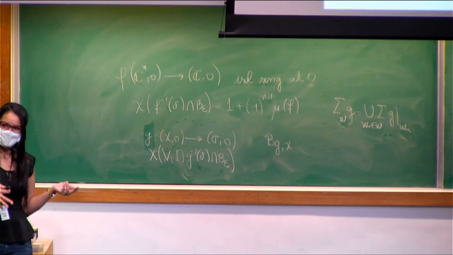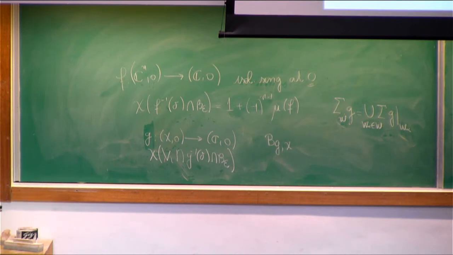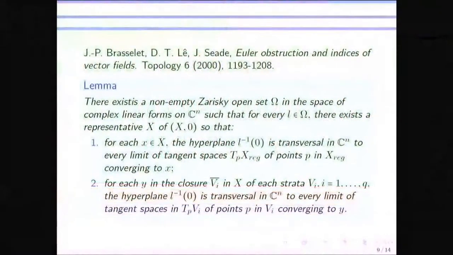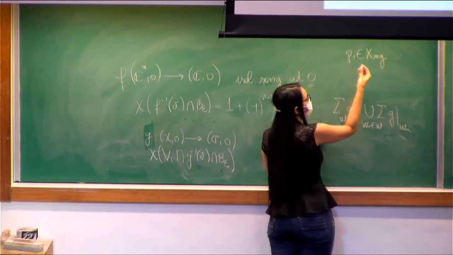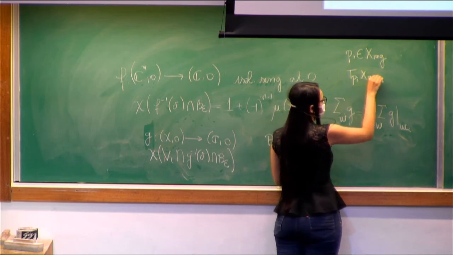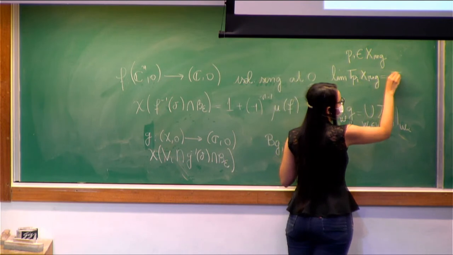But it's not any linear form, it's a generic one. And by generic, I mean the following. Brasselet, Lê and Seade proved that there is a dense set in the space of complex linear forms that satisfies these two conditions. By X reg, I mean the regular points of X. If we take a sequence of points in the regular part of X, then we have a sequence of tangent spaces, and this converges to some space T.